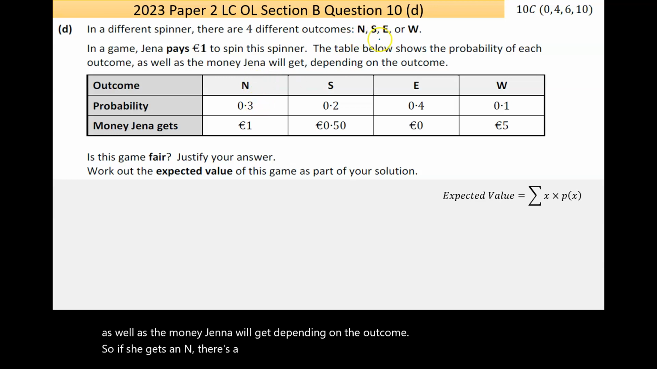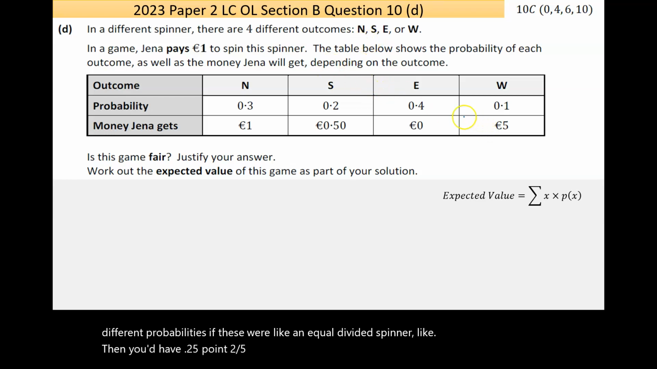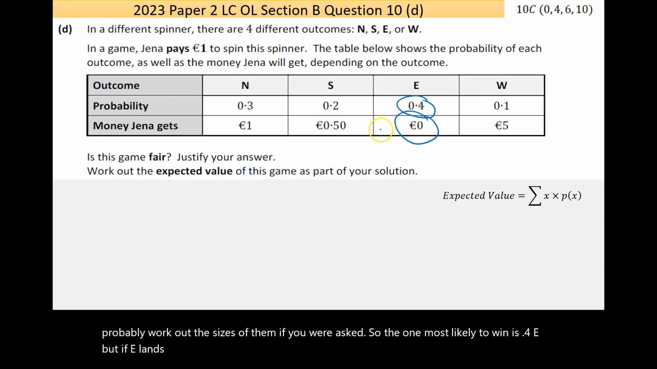So these are all different sizes. That's why there's different probabilities. If these were like an equal divided spinner, then you'd have 0.25, 0.25, 0.25, 0.25. But this is not. So these are different sizes, and you could probably work out the sizes of them if you were asked. So the one most likely to win is 0.4 E, but if E lands, you get nothing. Okay, so the bigger of the divisions.